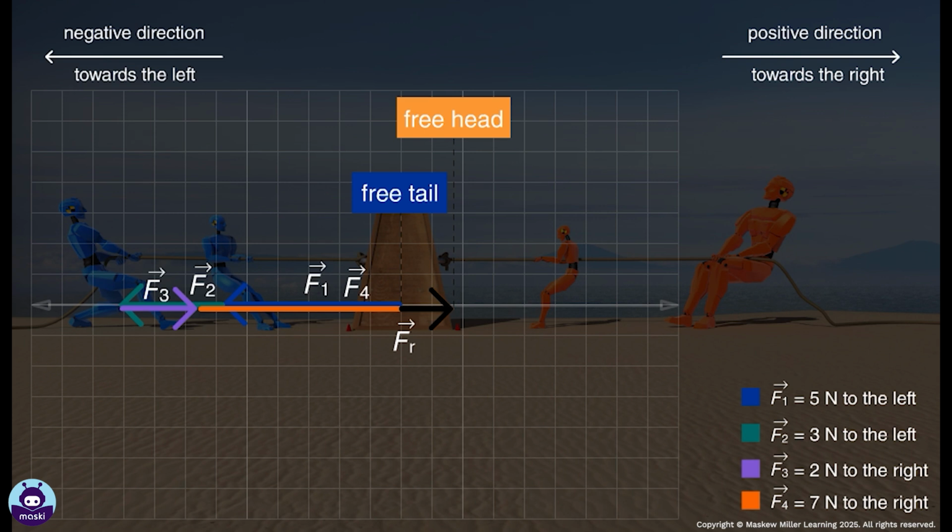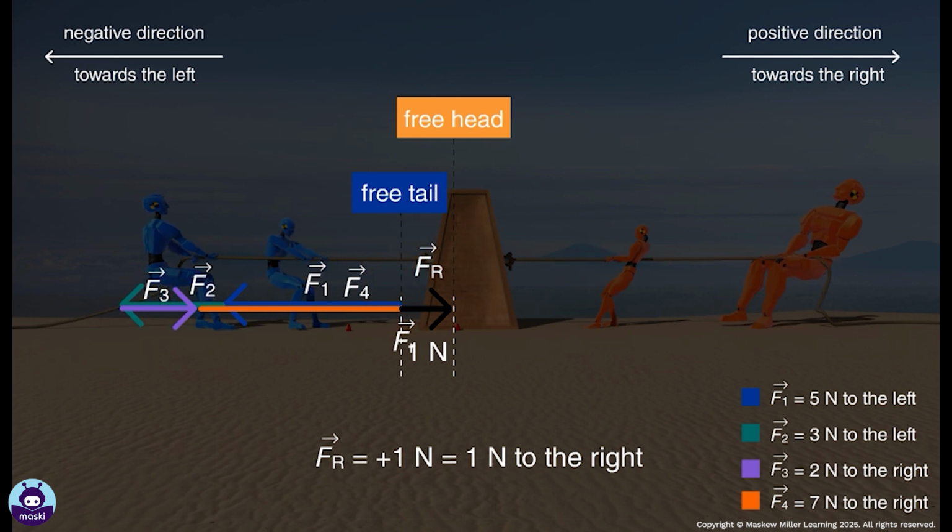We observe that the magnitude of the resultant vector Fr is 1 Newton, and it is in the positive direction. Vector Fr equals plus 1 Newton, equals 1 Newton to the right. So the box would move towards the right. This method is very useful to find the resultant vector in problems featuring multiple vectors.